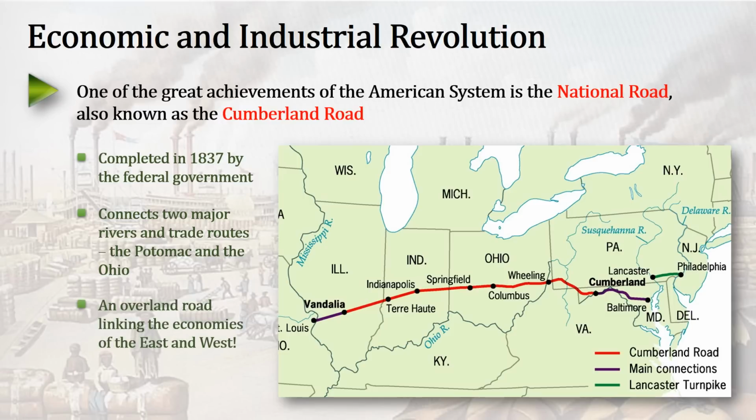And this is going to do what John C. Calhoun was hoping it was going to do. It's going to be an overland road that's going to link the economies of the East and the West, making the East and the West participate with each other and cross-pollinate each other.